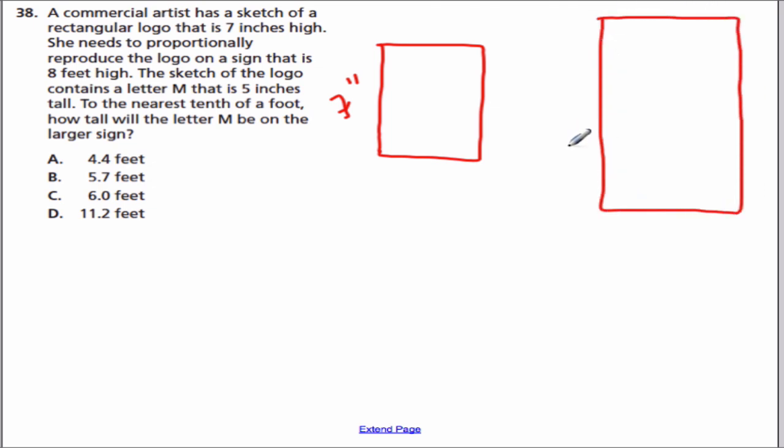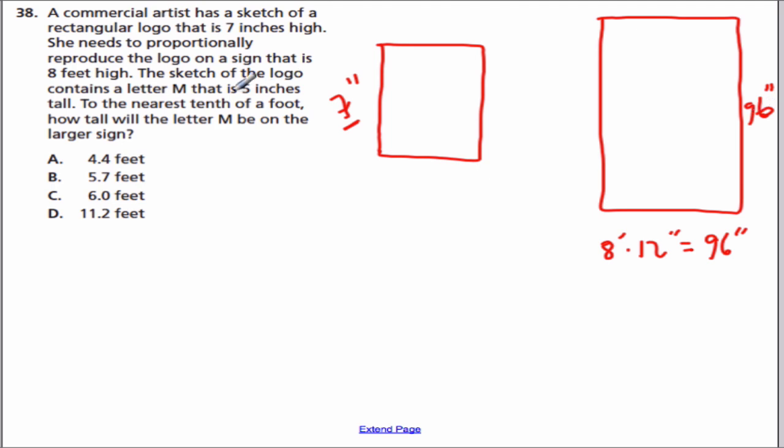But 8 feet, we are dealing with 7 inches here. So let's go ahead and convert 8 feet. So 8 feet times 12 inches per foot gives us 96 inches. So that means this is going to be 96 inches high. Convert it so that everything is in the same amount of units. That is going to be key here. Why did I choose inches?